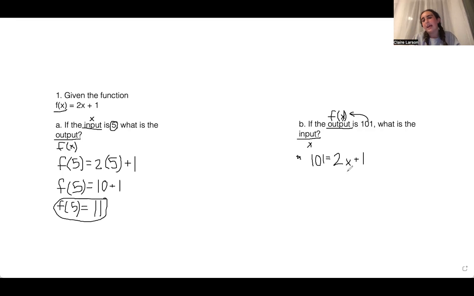Now we have to isolate x, and we can do this by taking away the 1. We subtract 1 from each side because it cancels the 1 out, since 1 minus 1 equals 0. That leaves us with 101 minus 1 equals 100, so 100 equals 2x. To further isolate x, we need to divide both sides by 2.